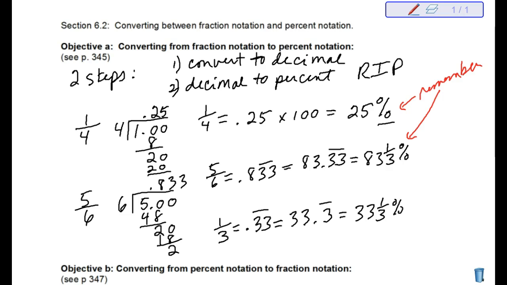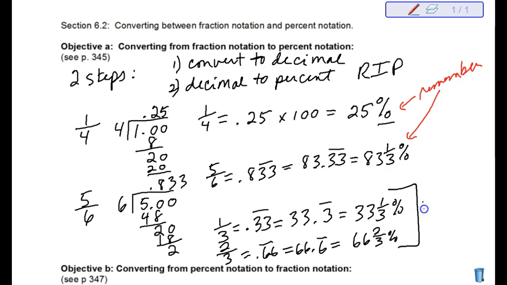The other one you want to remember is 2/3. 1/3 is repeating 3s. 2/3 is repeating 6s. So memorize those two.